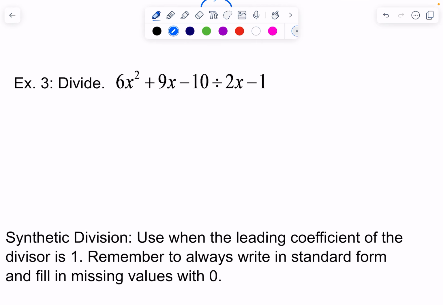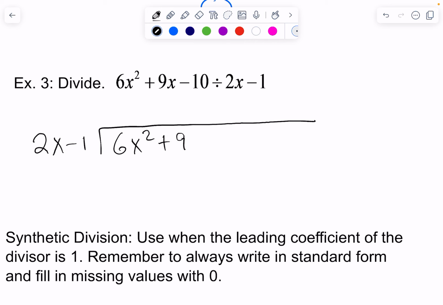6x squared plus 9x minus 10 divided by 2x minus 1. Okay, 2x minus 1 is going to go on the outside. That is my denominator. And 6x squared plus 9x minus 10 goes on the inside. Remember that we're working with the leading term of the denominator, written in standard form. So 2x goes into 6x squared 3x times. How did you do that, Moto? Because 6x squared divided by 2x equals 3x. So it goes in 3x times.